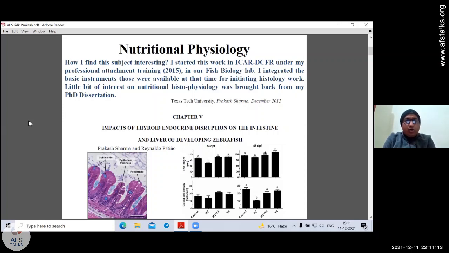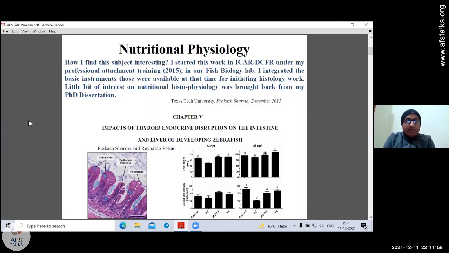In my dissertation work, I looked into the developmental response of the digestive tract to thyroid inhibition or thyroid supplementation. Interestingly, what I found was that thyroid inhibition retarded the development of the intestinal folds, as well as the goblet cells in the gastrointestinal tract, and supplementation restored the developmental events. That was my first exposure to the use of histology for studying nutritional physiology.